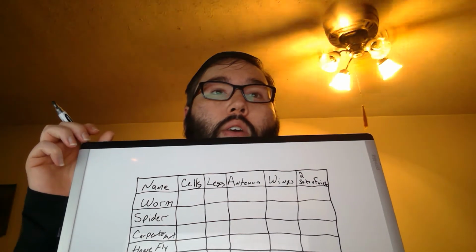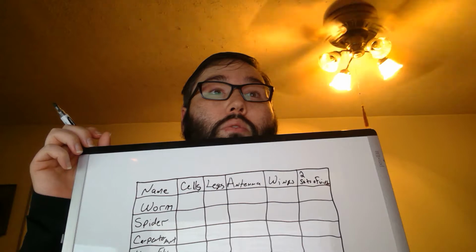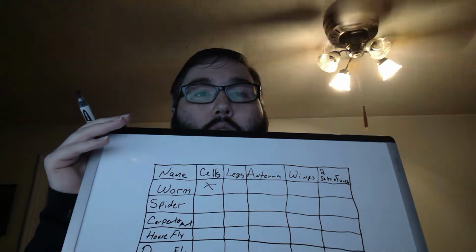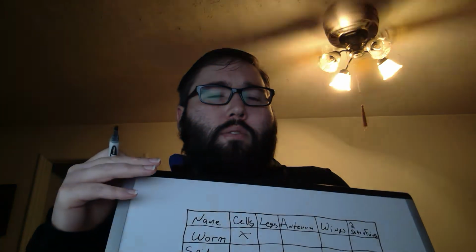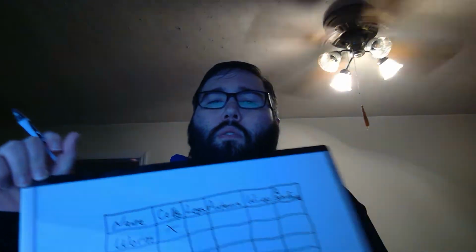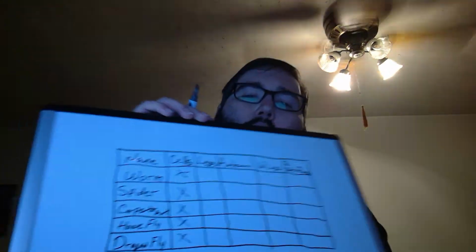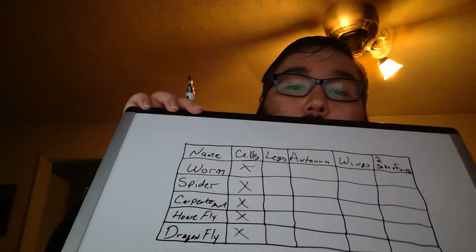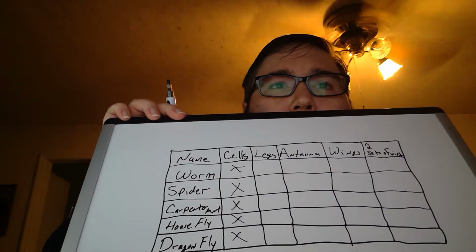So let's start on that first column there, cells. So let's look at worms. Worms have cells, so let's put an X right there for worms. You can kind of notice something similar here. All of these insects, they all have cells. So let's go ahead and just fill out this whole column with X's. So your first column should look like this. You see it? Everything's going to have an X in it. So let's move on to the next one.